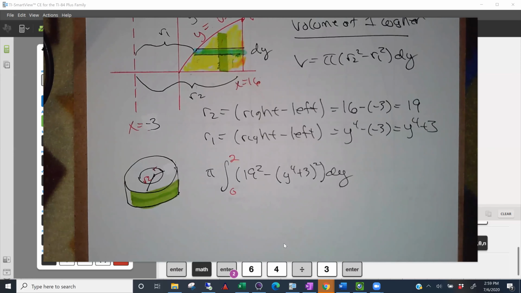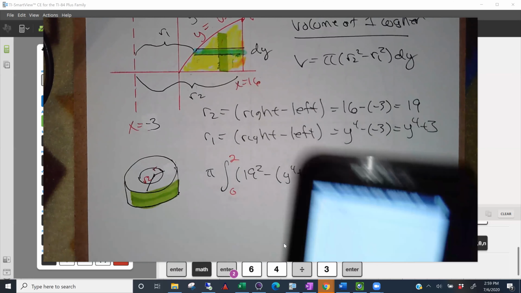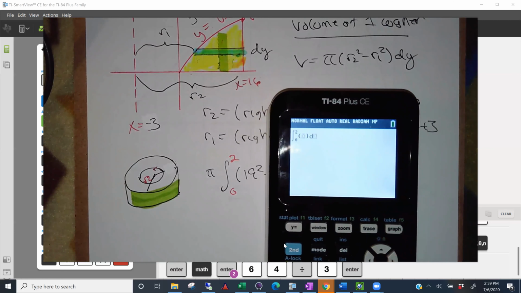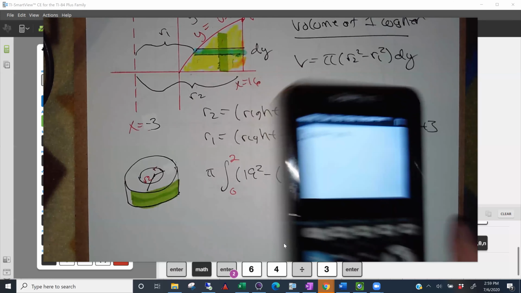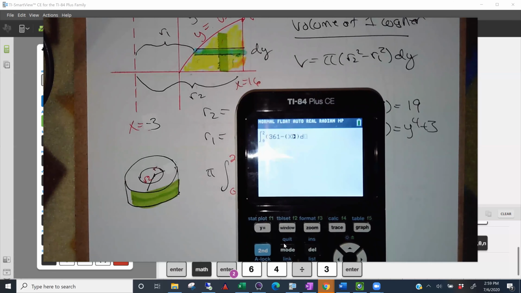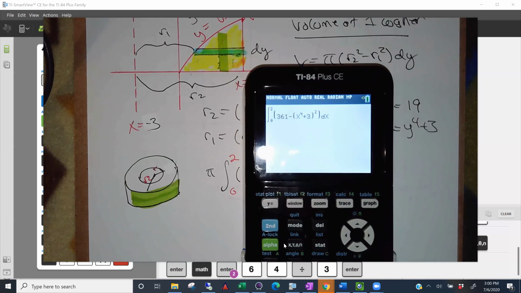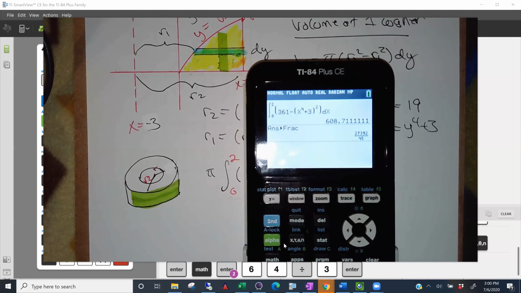How are we looking on that one? Let's finish this one up with our graphing calculator. So it's going to be 0 to 2. 19 squared is 361 minus parentheses x to the fourth plus 3 squared. Now I'm typing it in with x's just because it's easy to get to the x on my calculator. You could type it in with y's, it's just not as convenient. So 608.7111, we might be able to get a nice fraction out of that. Yeah, beautiful. How about that?